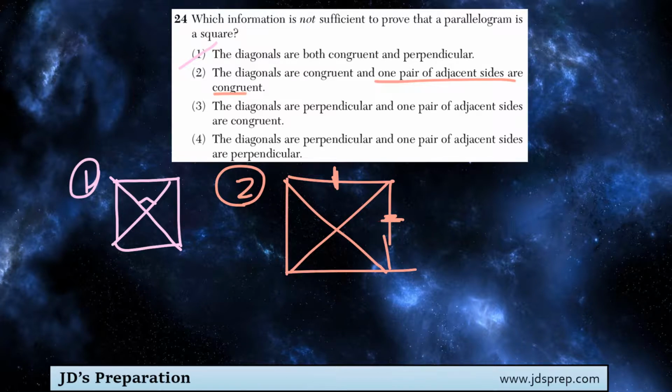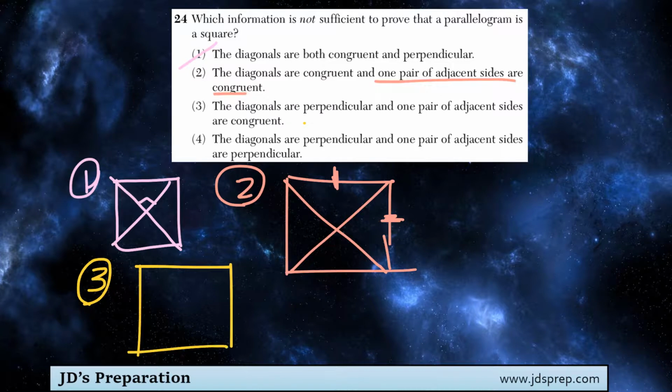So let's try the third choice here. The diagonals are perpendicular. Okay, so if I draw this out, the diagonals are perpendicular, so they're forming that 90-degree angle. And one pair of adjacent sides are congruent. So that means these two sides are the same length.